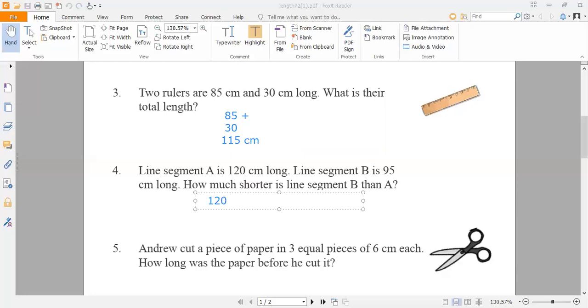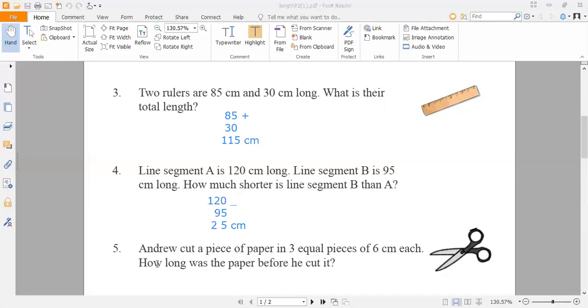120 minus 95. Okay, so 0 minus 5, it will be 10 minus 5 equals 5, and 1 minus 9, it can't be, so 11 minus 9 equals 2. Okay, so the answer will be 25 centimeters. So line B is shorter than line A by 25 centimeters.